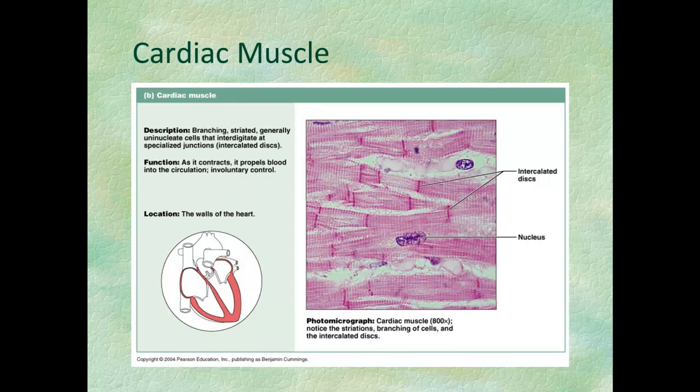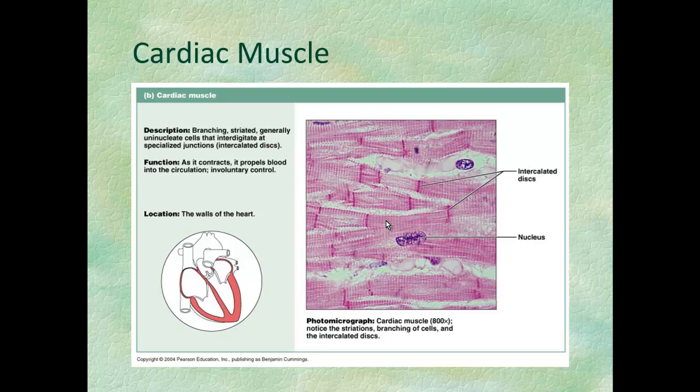Finally, we have cardiac muscle. Cardiac muscle tissue occurs only in the heart, as the name implies, and cardiac muscle has characteristics of striated muscle. For instance, you can see it has striations, not to quite the extent that skeletal muscle does, but it does have striations. But the cells are shaped differently. They're shorter and they're often branched.